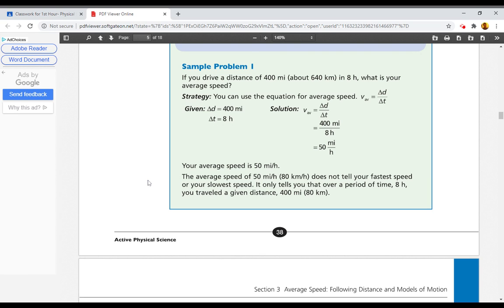The average speed of 50 miles per hour or 80 kilometers per hour does not tell your fastest speed or your slowest speed. It only tells you that over a period of time, 8 hours, you traveled a given distance. So you traveled 400 miles in 8 hours. So you were going an average speed of 50 miles per hour.